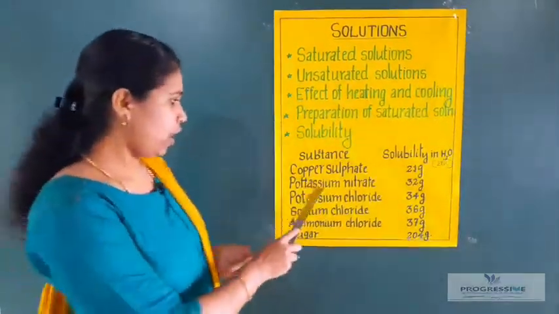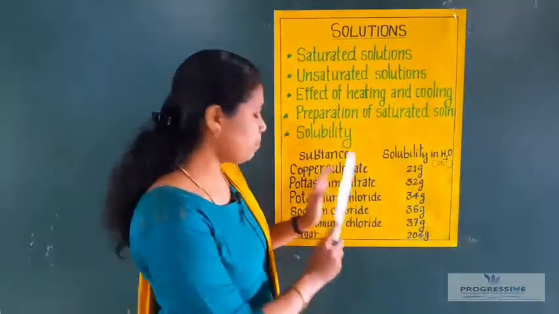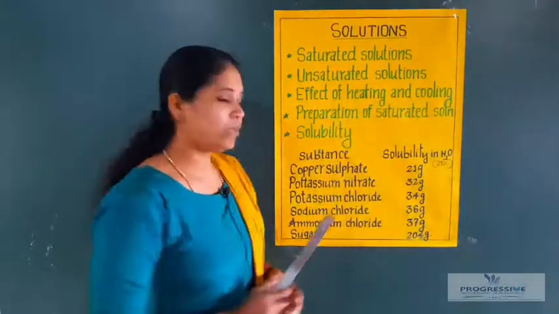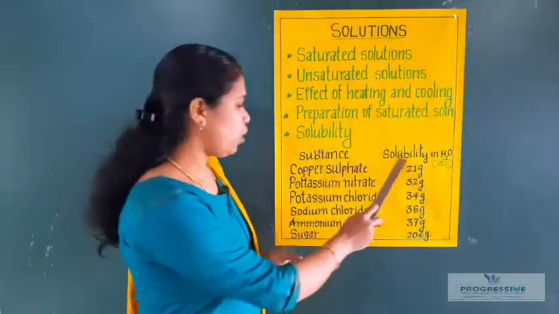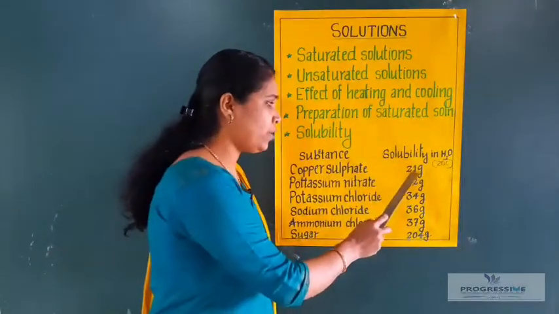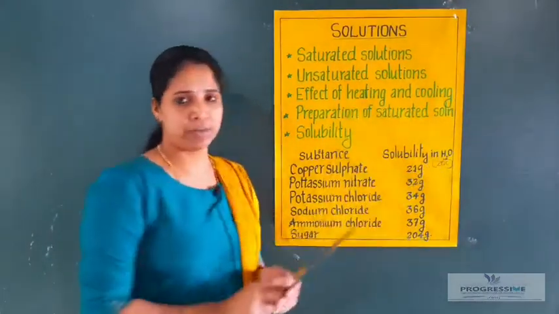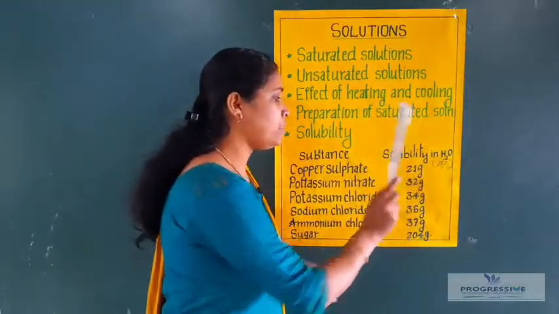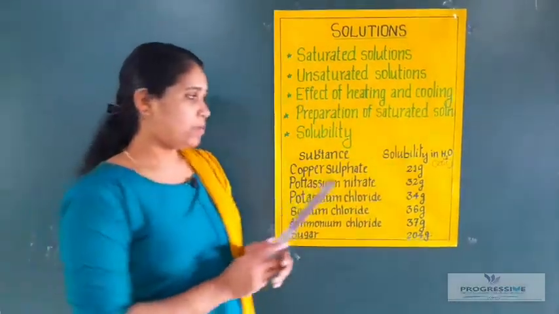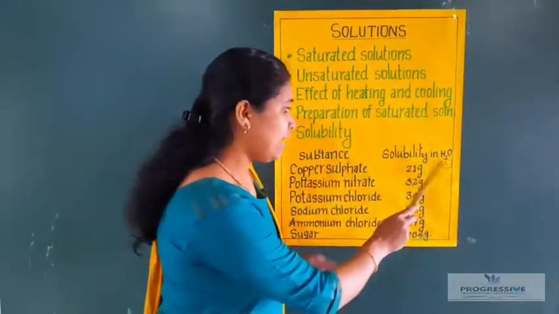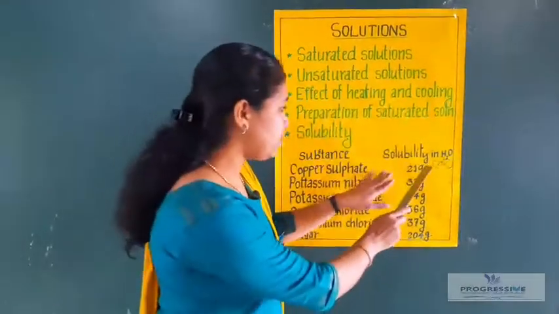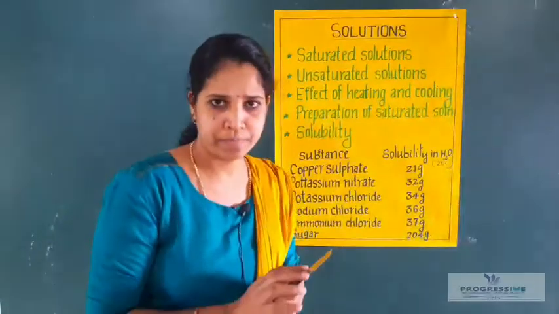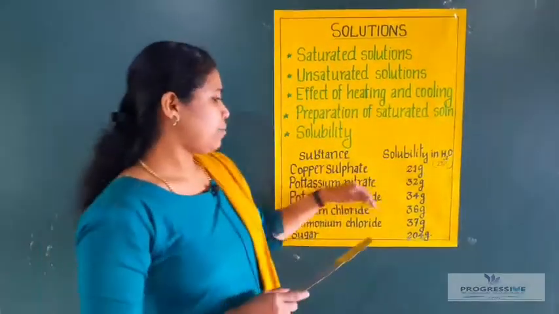Here I wrote the solubility of some substances. We can discuss the first one. The first substance is copper sulfate. The solubility in water of copper sulfate is 21 gram at 20 degrees Celsius. What's the meaning? The meaning is that at 20 degrees Celsius, only 21 gram of copper sulfate can be dissolved in the water.